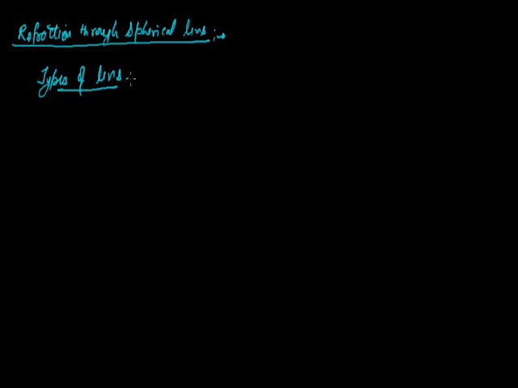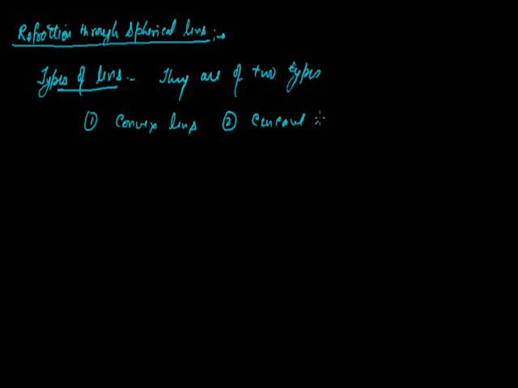Generally, lenses are of two types. First is convex lens, and second is concave lens. Convex lens is convex from both the sides, and concave means concave from both the sides.